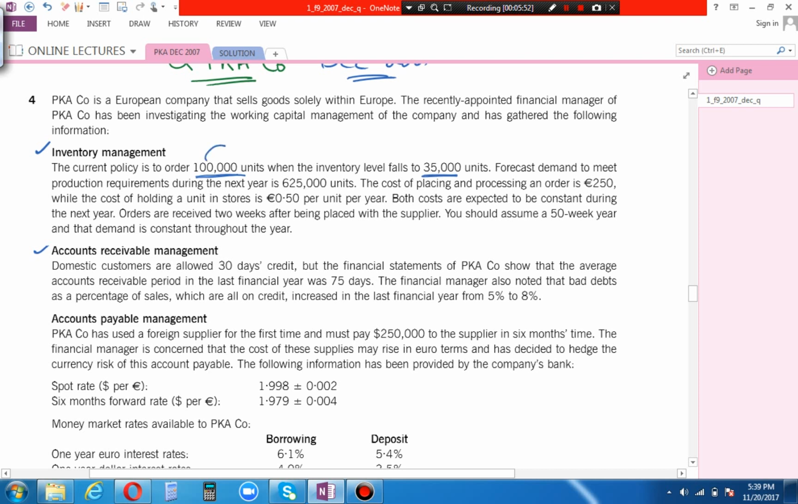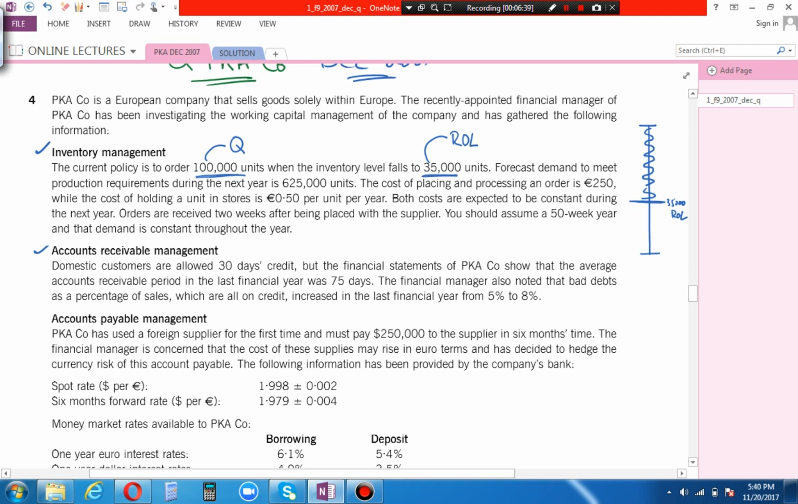So in one order currently, you order 100,000 units. And when the inventory level falls to 35,000, then you order that 100,000. And this is what we call reorder level. When you reach this level, then you order 100,000. So let's say if this is your inventory and you are using the inventory in production, and when you reach 35,000, then you order again. And how much do you order? 100,000. So this would be your reorder level, right?